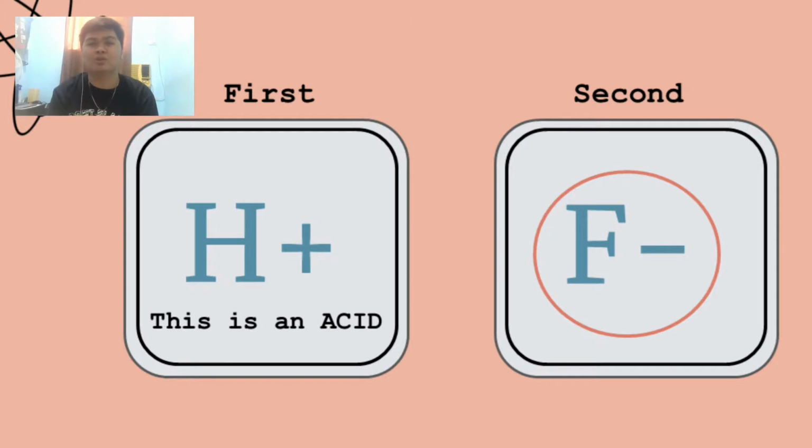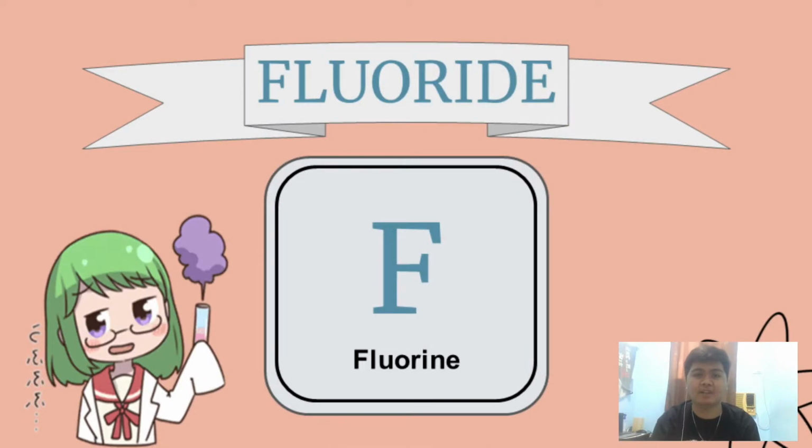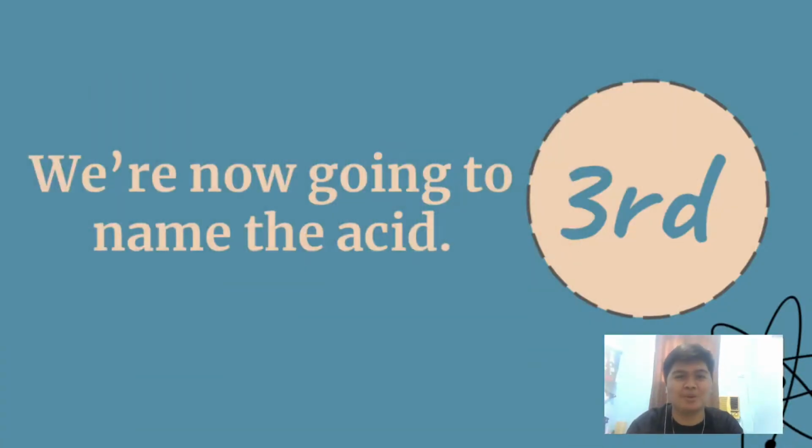The negative ion that we're working here is F. Step 2. We're going to figure out the name of the negative ion. After we break the ions into 2, we can now proceed to finding its name. In the negative ion, the 1 F minus charge stands for fluoride that we're going to use in naming. Step 3. We're going to name the acids. We are now done with the first and second step. We can now move to the third and last step.